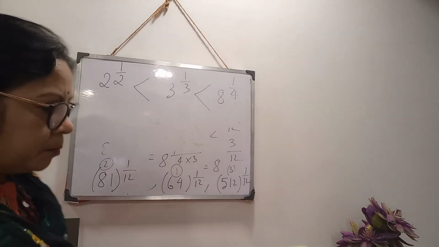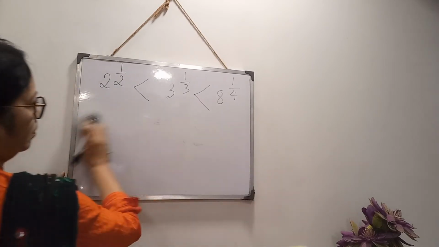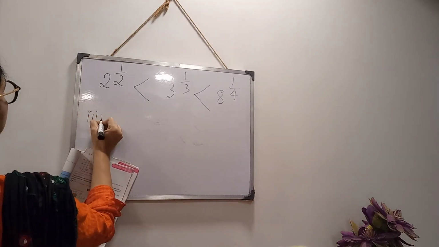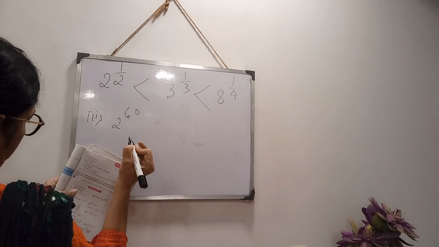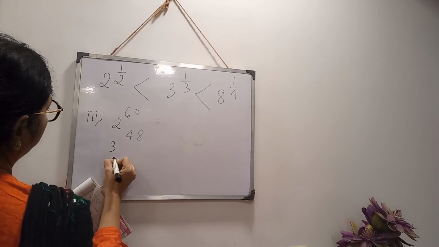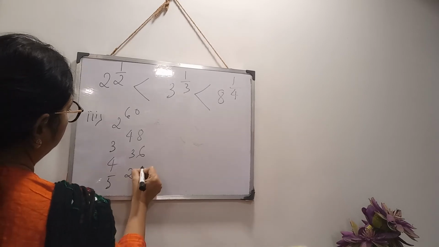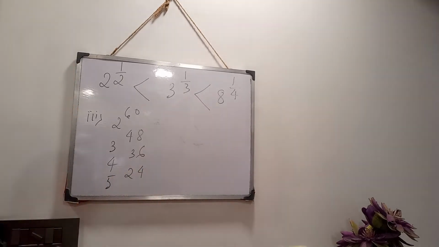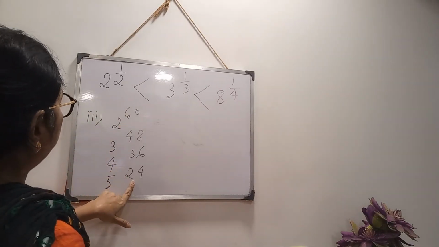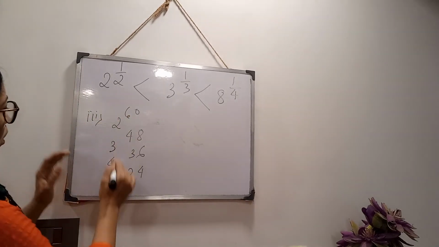Clear? Then number 3. 2 to the power 60, 3 to the power 48, 4 to the power 36, 5 to the power 24. Here what to do? We will not take the LCM of any number. All are multiples of 12. See, 12 5s are 60, 12 4s are 48, 12 3s are 36, 12 2s are 24. So all are multiples of 12.